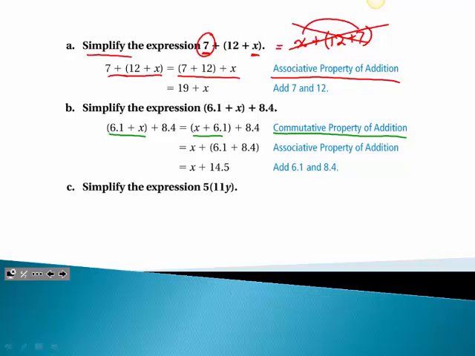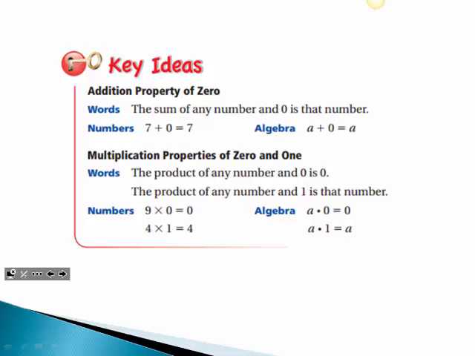All right, let's do another one. Simplify the expression. Notice our numbers, 5 and 11, are already next to each other. So all we have to do is move the parentheses. Then we can multiply, and we're done. Moving the parentheses, again, is the associative property. All right, let's learn some more properties. Addition property of 0, or I want you to know its other term.